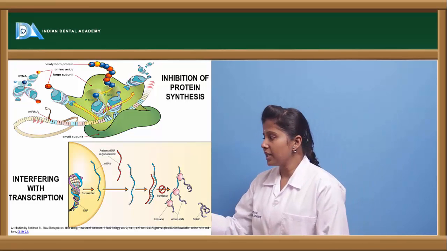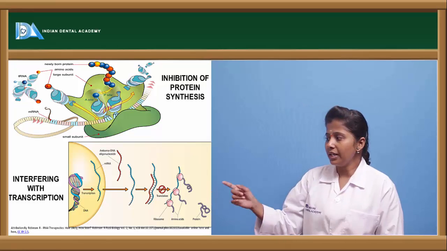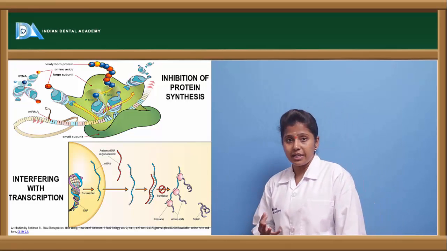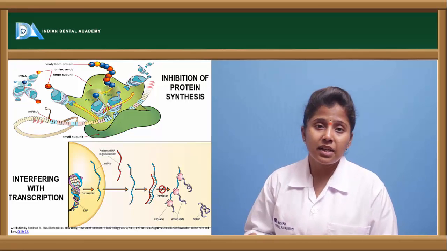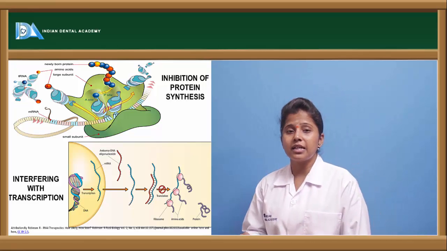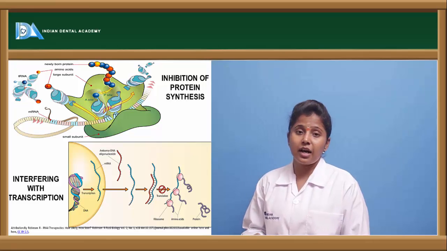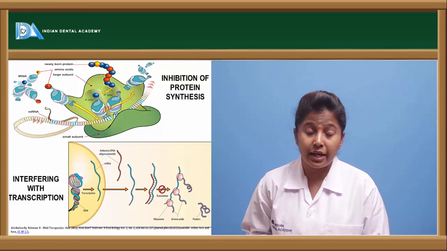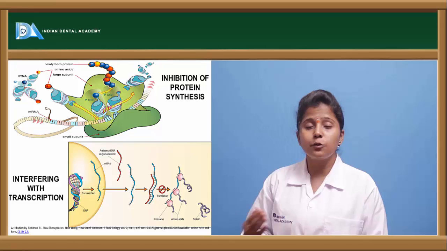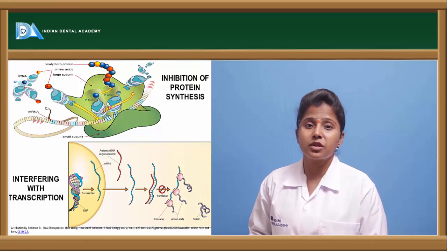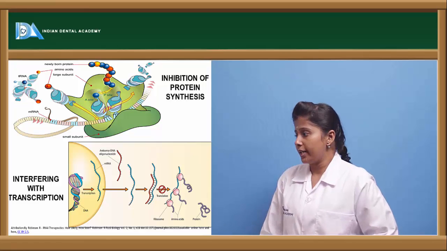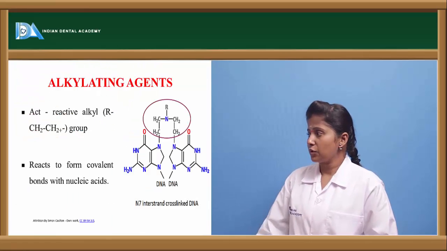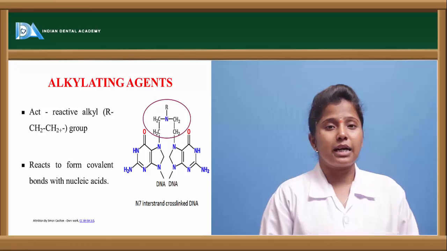The other one is, here we can see the DNA is copied into RNA, that is mRNA. There are three types of RNAs: mRNA, tRNA and rRNA. mRNA is messenger RNA, tRNA is transfer RNA, and rRNA is ribosomal RNA. The conversion of the DNA to mRNA is called transcription, and this process is inhibited, preventing the formation of RNA. Let us see the individual classes of drugs.